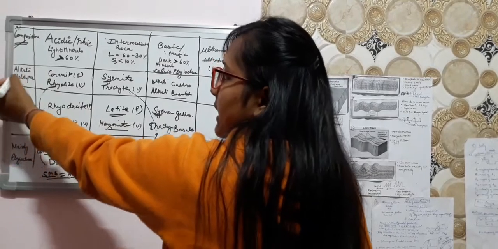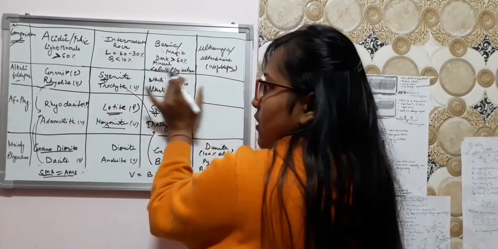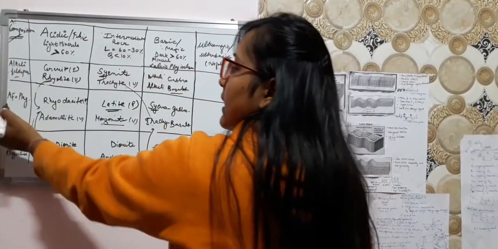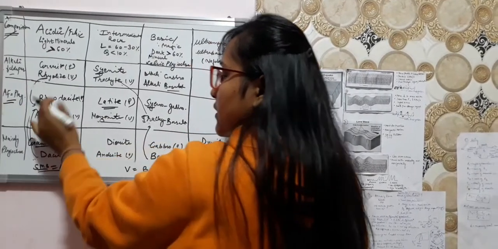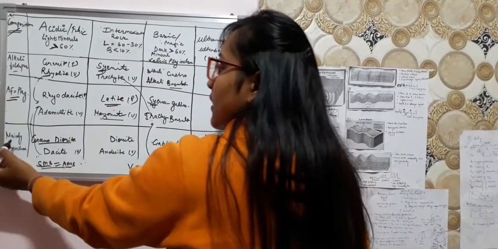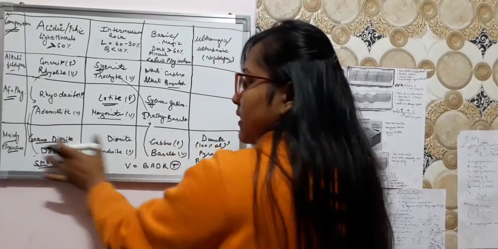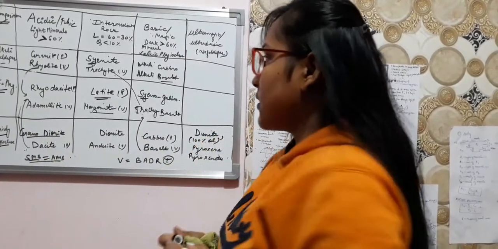here. It will contain mostly alkali feldspar, these rocks of these blocks, and alkali feldspar will be equal to plagioclase for these types of rocks, and mainly plagioclase will be present in this block of rocks. Okay.